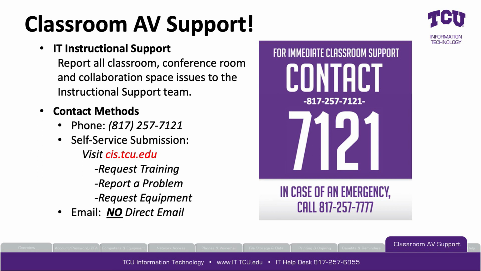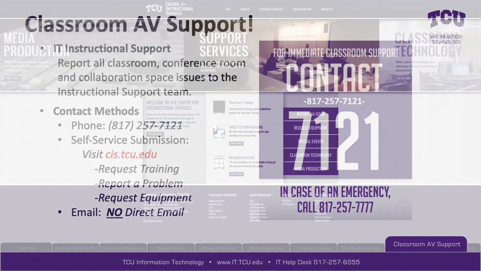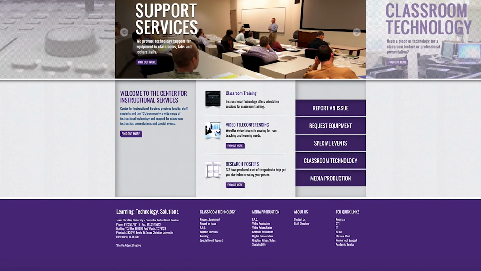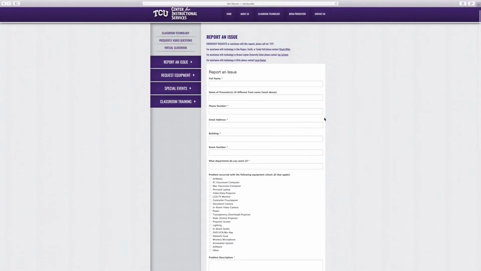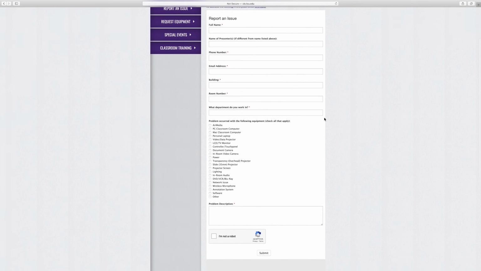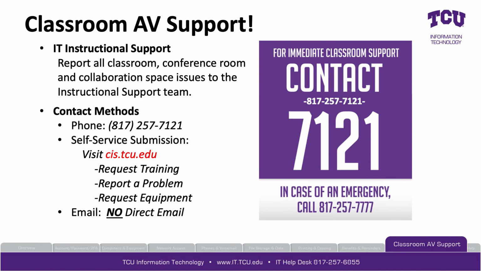We have a technician here from 7:30 a.m. to 10 p.m. Monday through Thursday and until 5 p.m. on Fridays. These hours may vary during summer sessions. If you have an issue that you'd like to report but isn't urgent, you can report an issue through the Center for Instructional Services website, which is cis.tcu.edu. But again, for immediate assistance, call extension 7121.